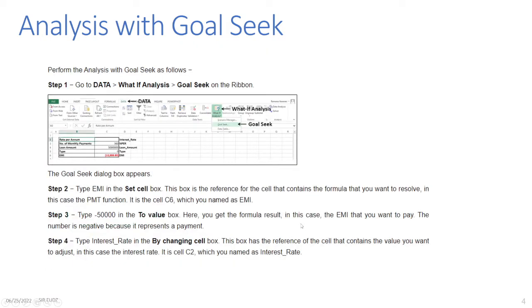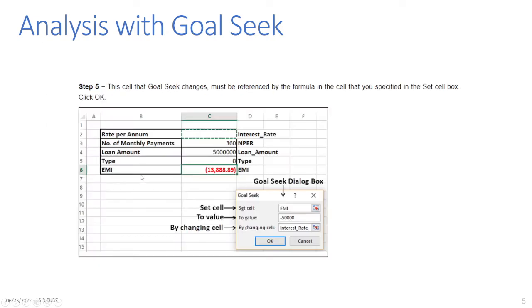So perform the analysis with Goal Seek as follows. We go to Data, so we click on Data, then we click on What-If Analysis, then we click on Goal Seek on the ribbon. Then the Goal Seek dialog box appears. So this is the Goal Seek dialog box.